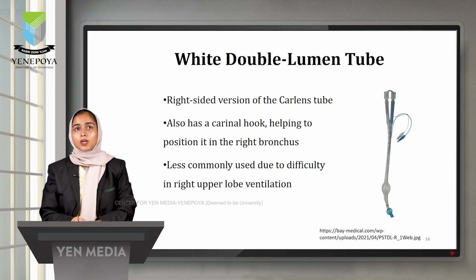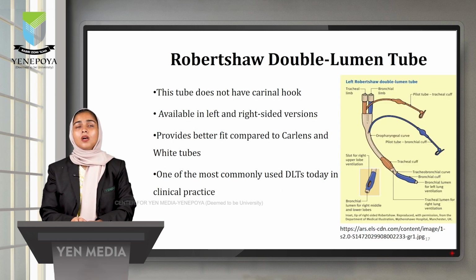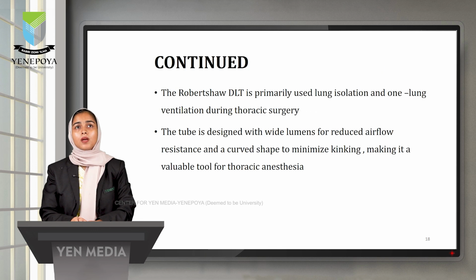White double lumen tube. It is a right-sided version of Carlen's tube, which also has a carinal hook helping to position it in the right bronchus. Less commonly used due to difficulty in right upper lobe ventilation. Now we are moving to the Robertshaw double lumen tube. This tube does not have any carinal hook, is available in left and right sided versions, and provides a better fit compared to Carlen's and White tubes. It is one of the most commonly used double lumen tubes in modern practice.